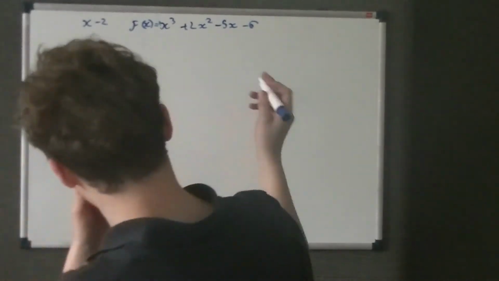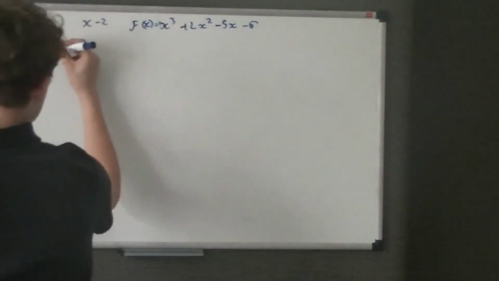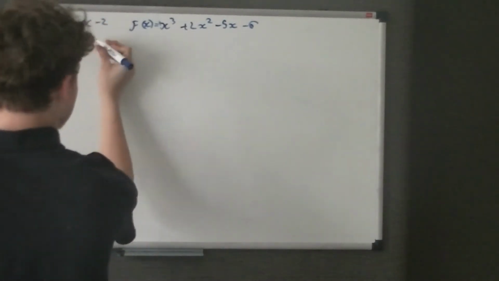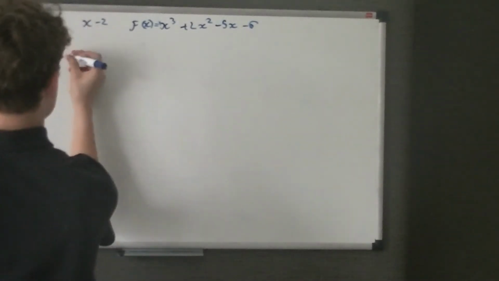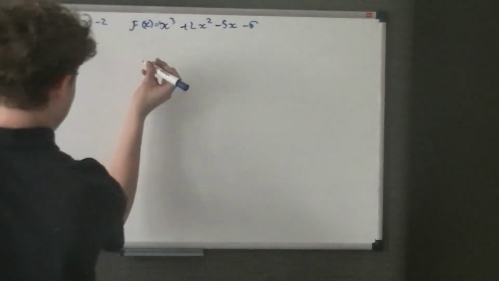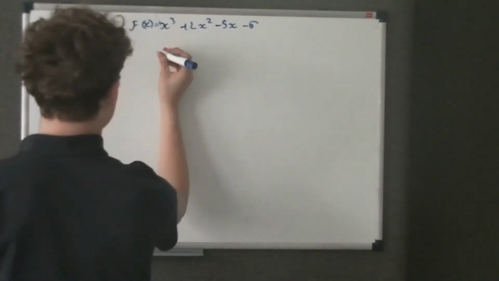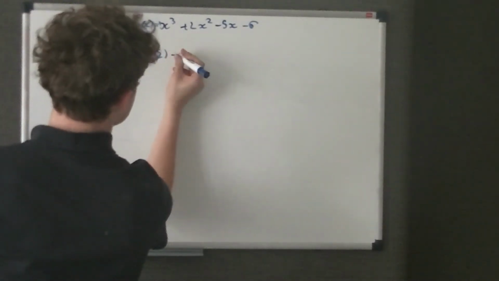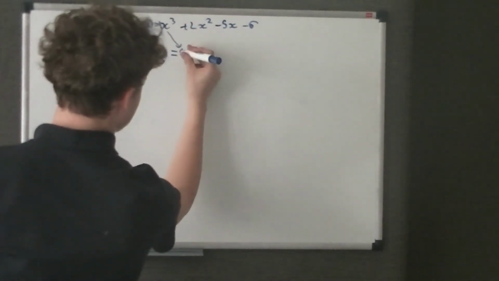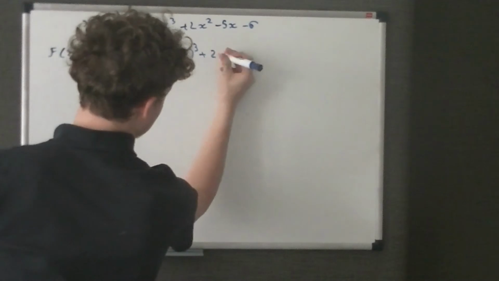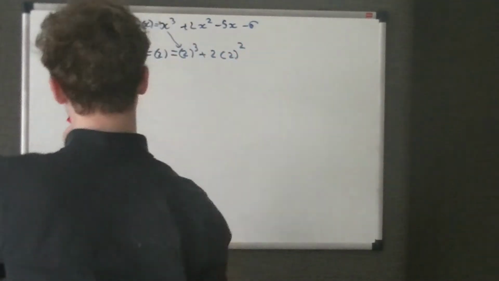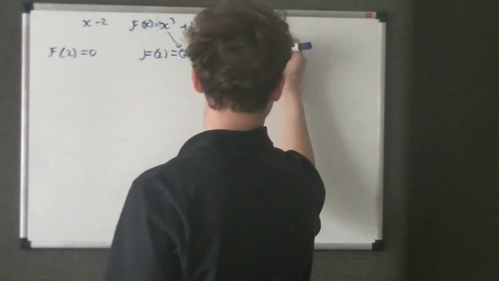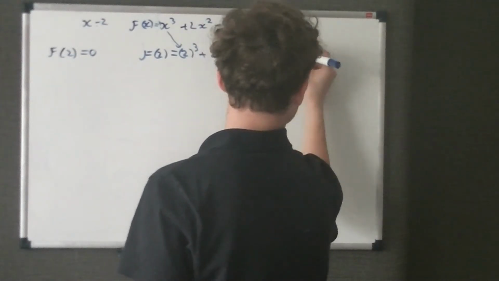So it says x take 2 is a factor, prove it. When a remainder is 0, it's a factor, and we find the remainder when we divide by changing the sign here. So f(2) should equal 0 if it's a factor, because there should be nothing left over when we divide. So all I'm doing is substituting the values in: 2 cubed plus 2 times 2 squared, take 5 times 2, take 6.